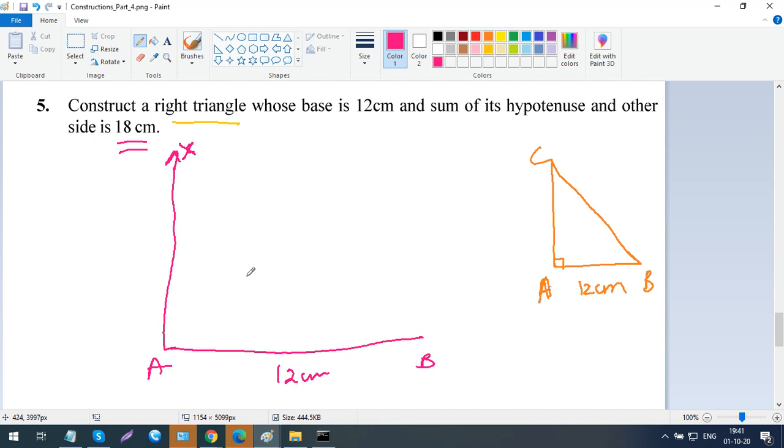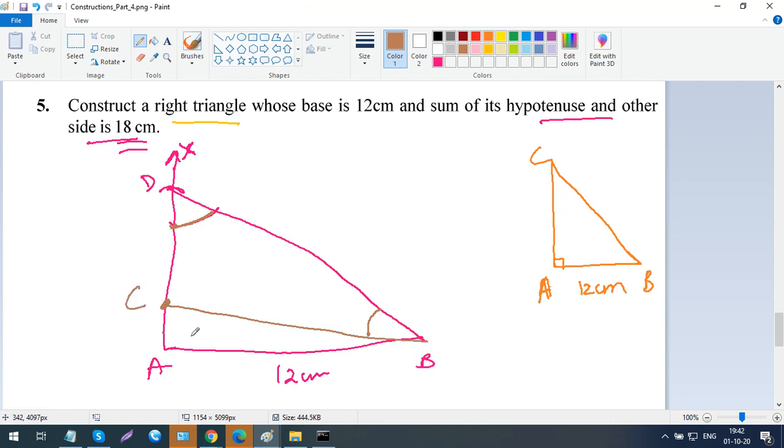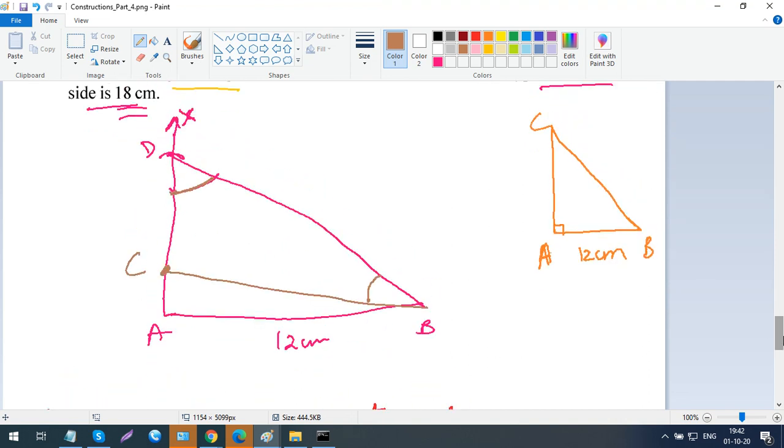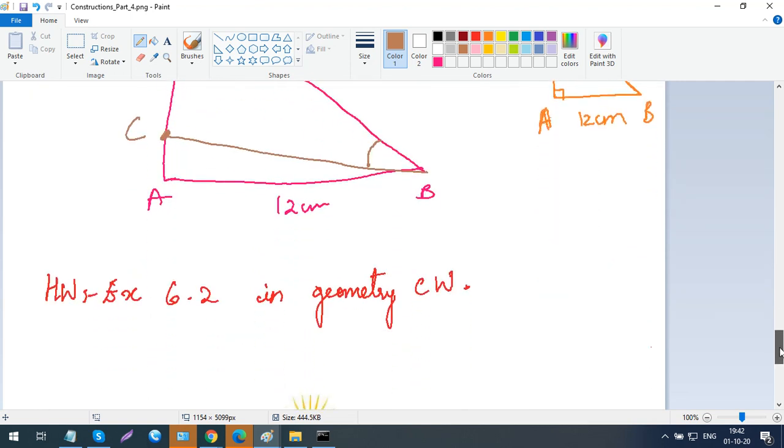Then after that, take the hypotenuse. They say the sum of its hypotenuse and other side is 18 centimeter. So take 18 centimeter over here. Let's say this is D. Join it. Copy the angle. This angle should be equal to this angle, whatever you have drawn. Something like this, and this is going to be your C. So that's your ABC. ABC is the required triangle. It's like question one. The only difference is 90 degree is the angle. That's all.